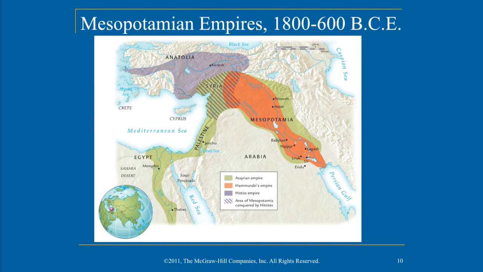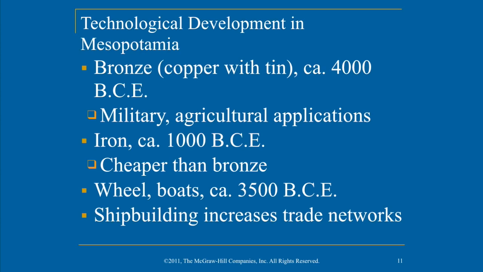Next, we have technological development in Mesopotamia. They developed bronze, which is copper melted together with tin, around 4000 BCE. It has military and agricultural applications. Bronze is obviously a very strong type of metal, an alloy, which is mixed together. And it's great because in the military, you can build bronze spear tips, swords, shields, all the things that you need for a military. And there are agricultural applications. You can build plows to plow your fields, and wheels and connecting parts for all the tools that you're using in the field.